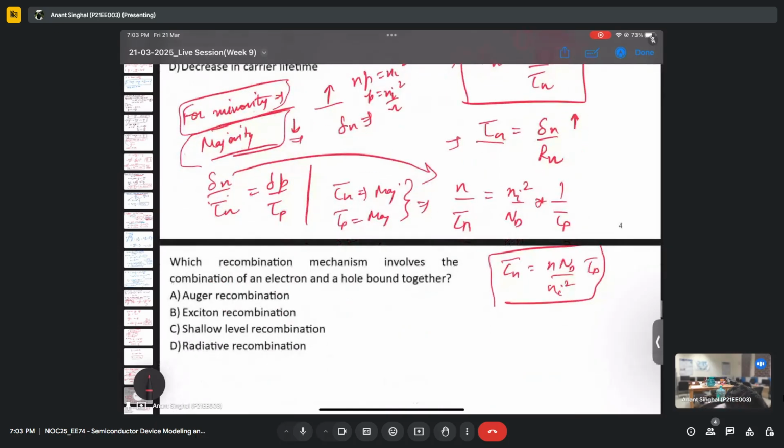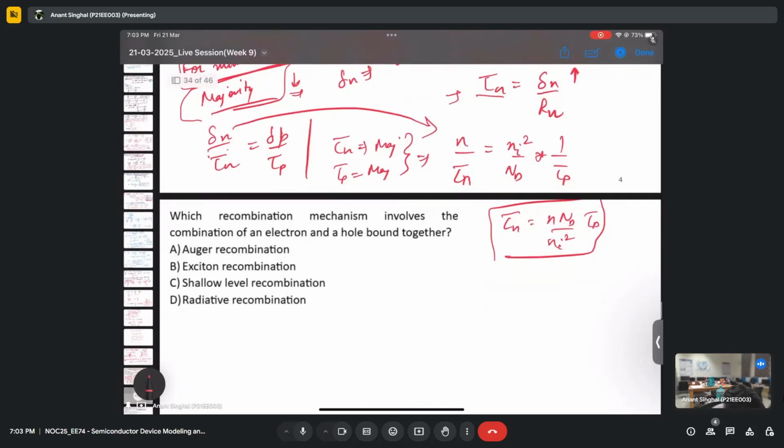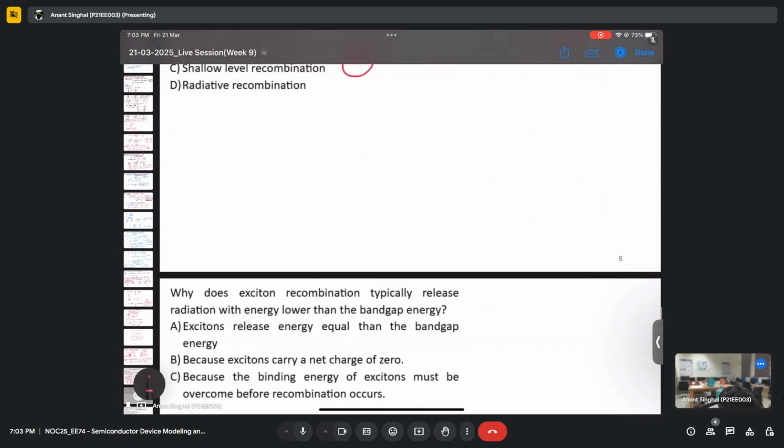Now what we have is, what recombination mechanism involves combination of an electron and a hole bound together? So this is the exciton problem, right? So this is direct. Yes. Option B is the correct answer, exciton recombination.